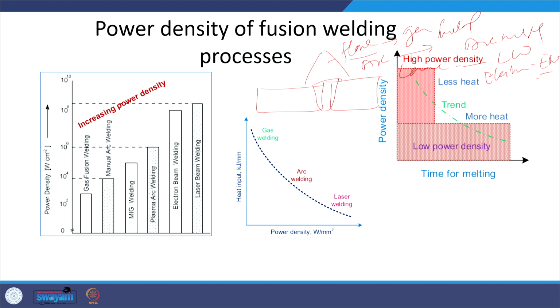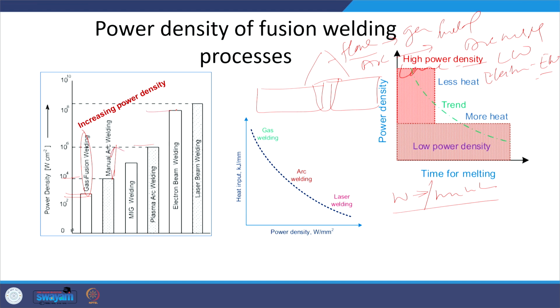Okay. But each heat source comes with a unique power density, meaning how much power in the form of heat is being delivered per unit area, in watt per mm square. Higher power density means a lot of heat is being delivered over a smaller area in a very short time. Okay. So, if we see this, the power density associated with gas welding is very low, like say 100 to 1000 watt per centimeter square. For arc welding, it is like say 10,000 to 10 to the power 6 watt per centimeter square. So, there is a very wide range.